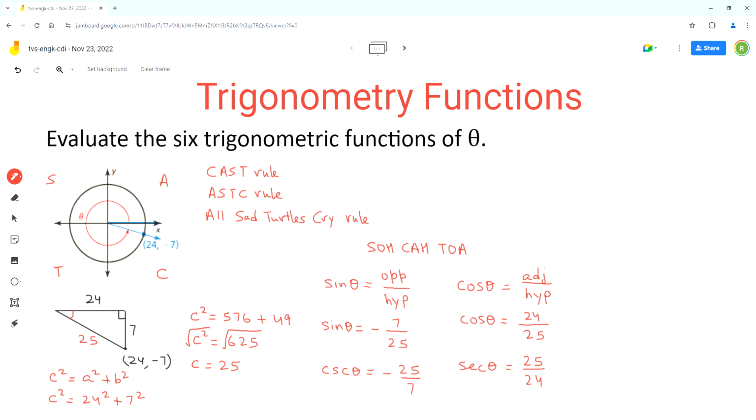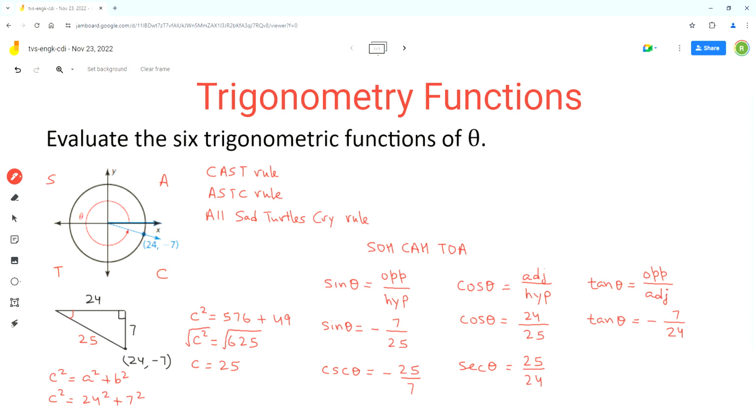Next, we can evaluate tan theta. The formula for tan ratio is opposite over adjacent. Tan ratio is negative in quadrant 4. For the red angle in the triangle, the length of the opposite side is 7 and the length of the adjacent side is 24. We cannot reduce this fraction, so this should be the final answer for tan theta.